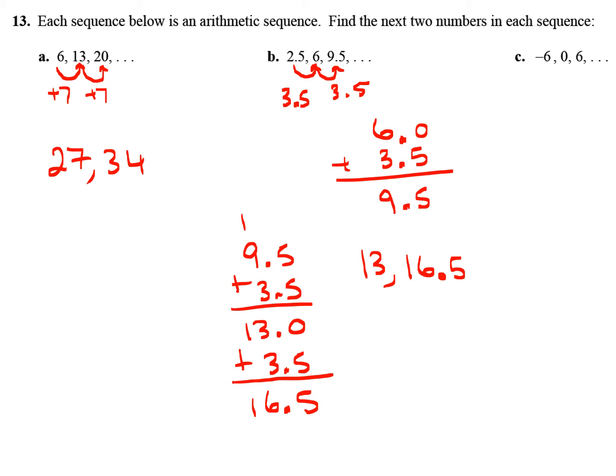And C, you start off with negative numbers already. So negative 6 goes to 0, and then 0 goes to 6, 12, and 18. Perfect. You're adding 6 each time. Kind of gives it away, because if you're starting at negative 6 and you get to 0, you've got to be adding positive 6, right? So 12 and 18 are good.